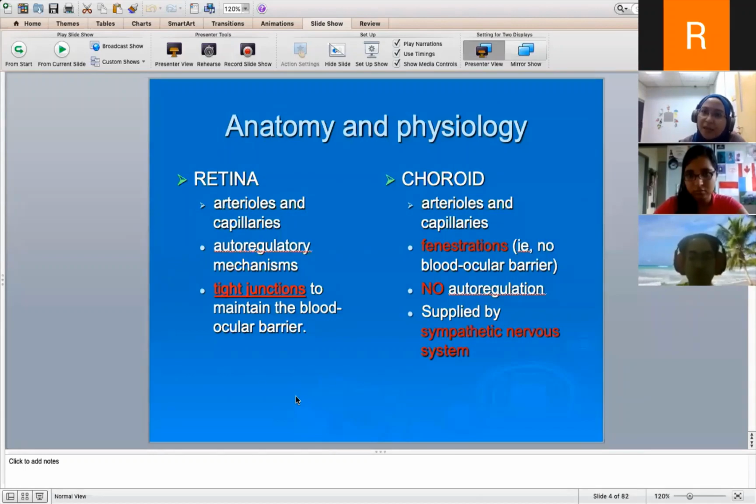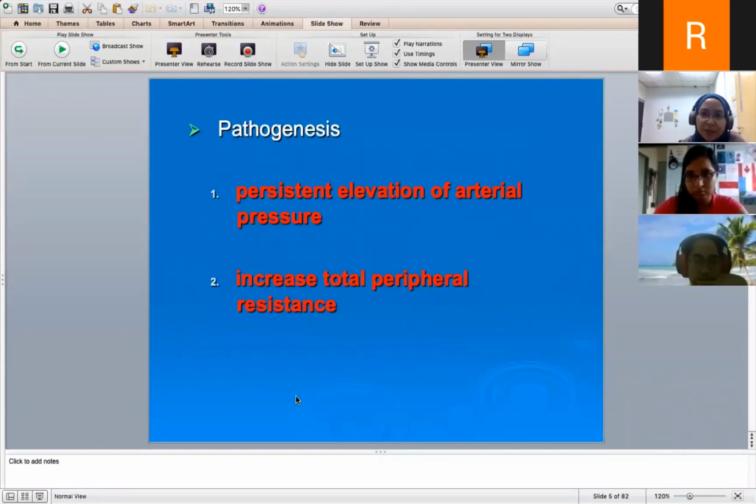So what actually keeps your retina dry is the tight junction, number one. We call it the blood ocular barrier. And there's another barrier, which is your RPE, your retinal pigment epithelial layer. With those two layers intact, you get a very dry retina, because your choroid is very porous and very wet, because it's very fenestrated. So those are the main differences between the retina and the choroid. Now, basically, when the patient has hypertension, there will be damage to the wall, mainly because of the high arterial pressure, and it increases the TPR at the same time.